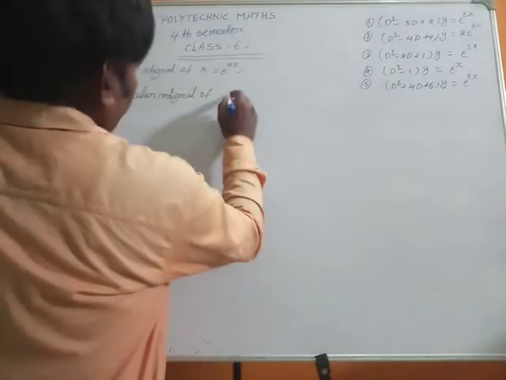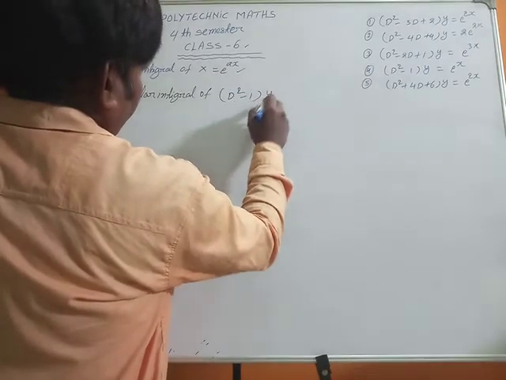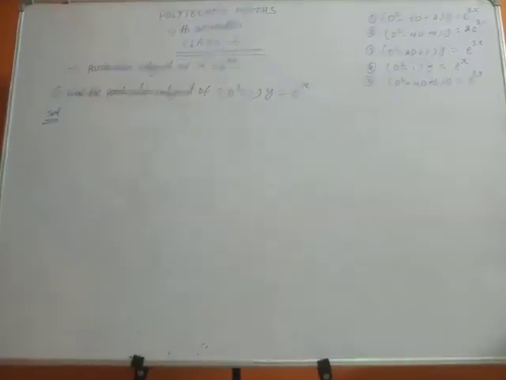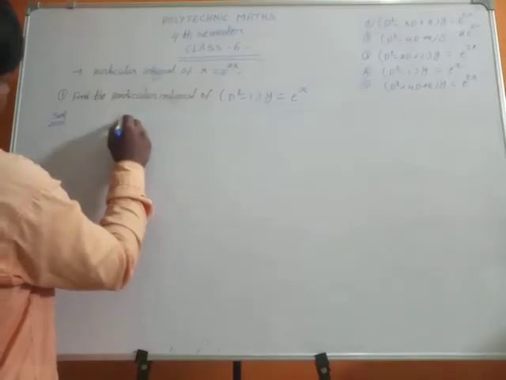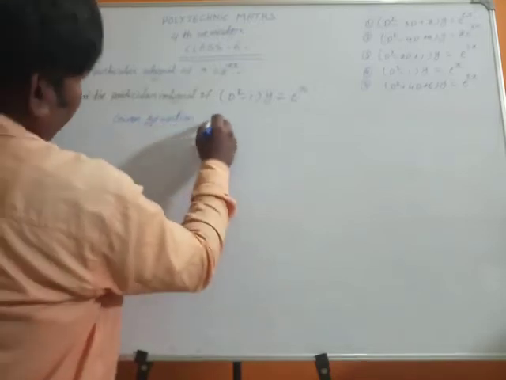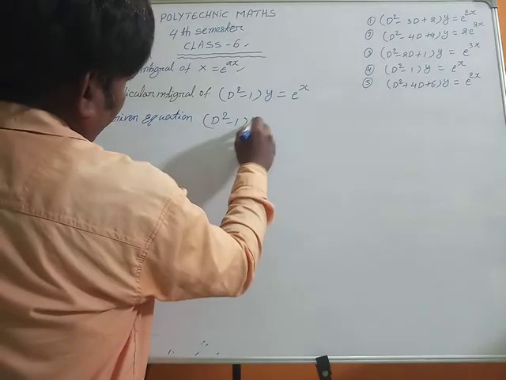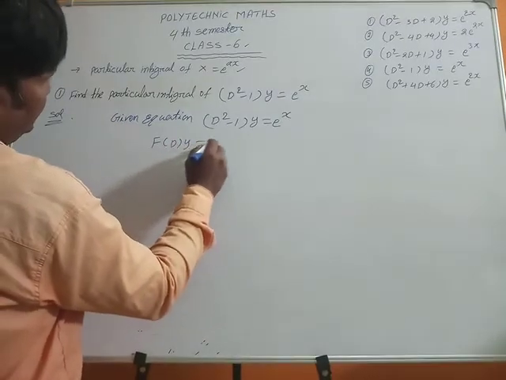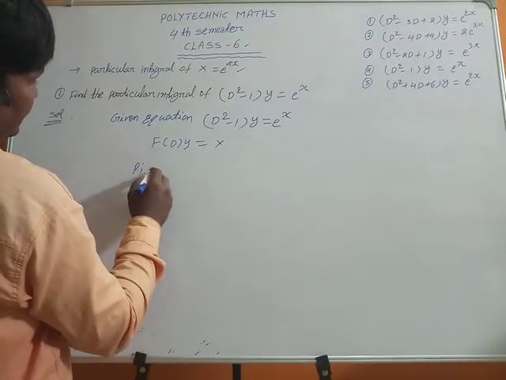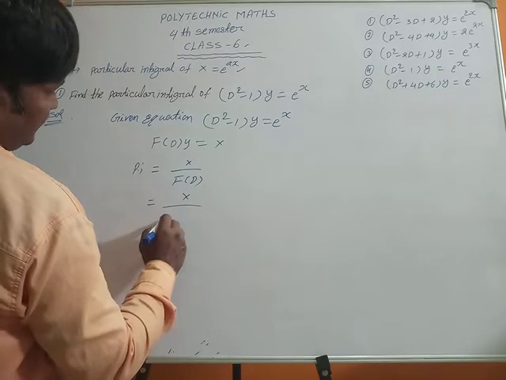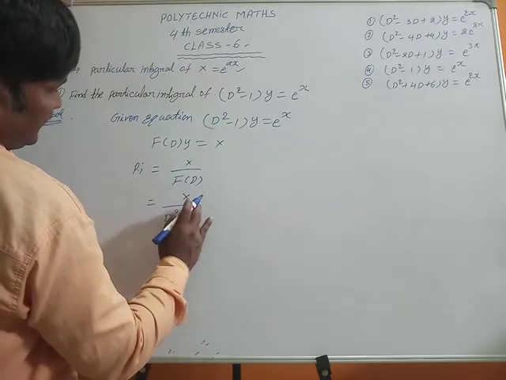Another problem is d square minus 1 into y equal to e to the power of x. The given equation is d square minus 1 into y equal to e to the power of x. This is in the form of f of d into y equal to x. We want the particular integral, which is equal to x by f of d, that is x by d square minus 1.